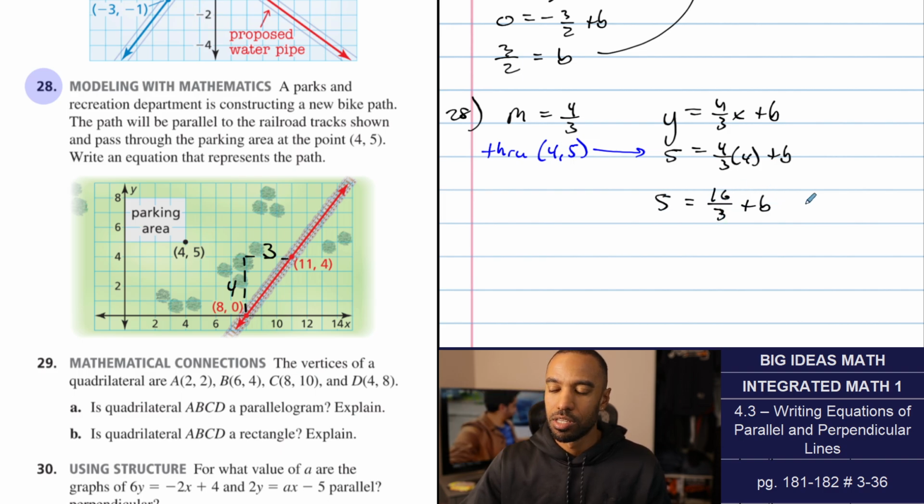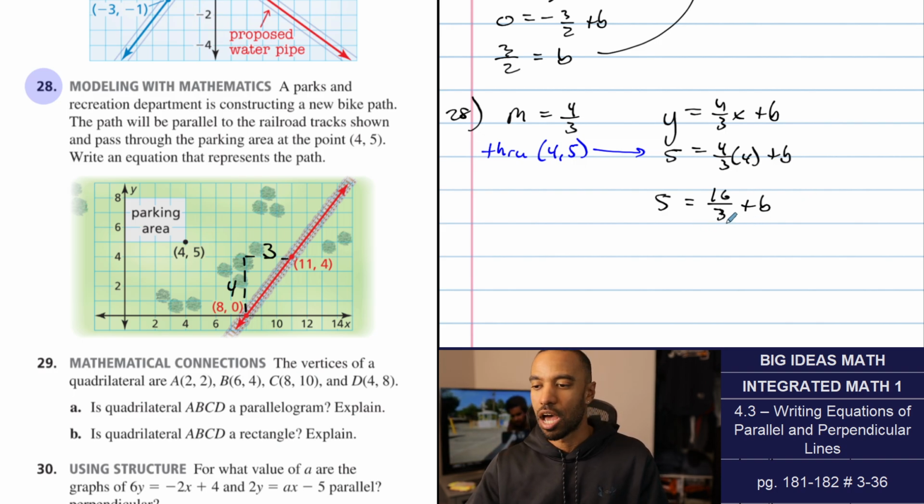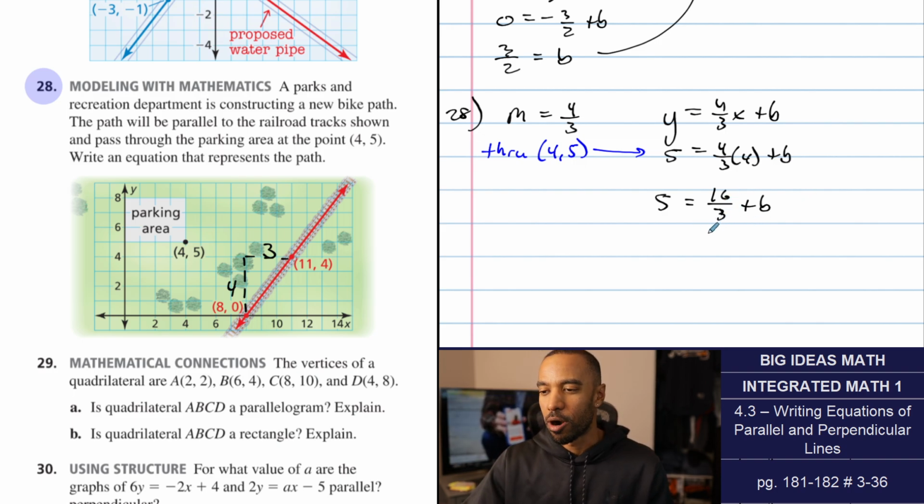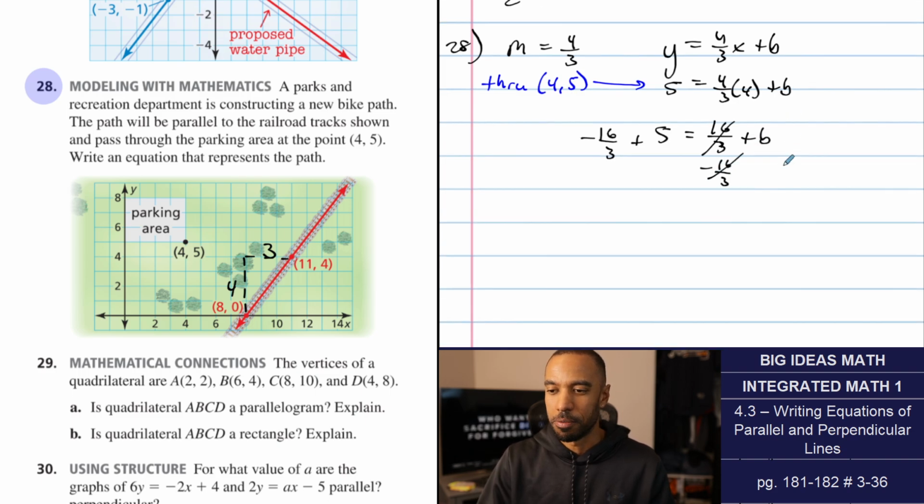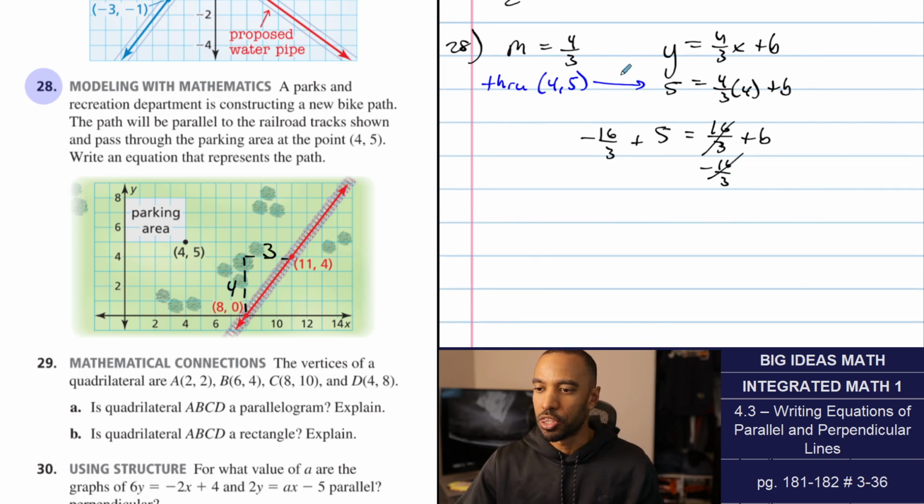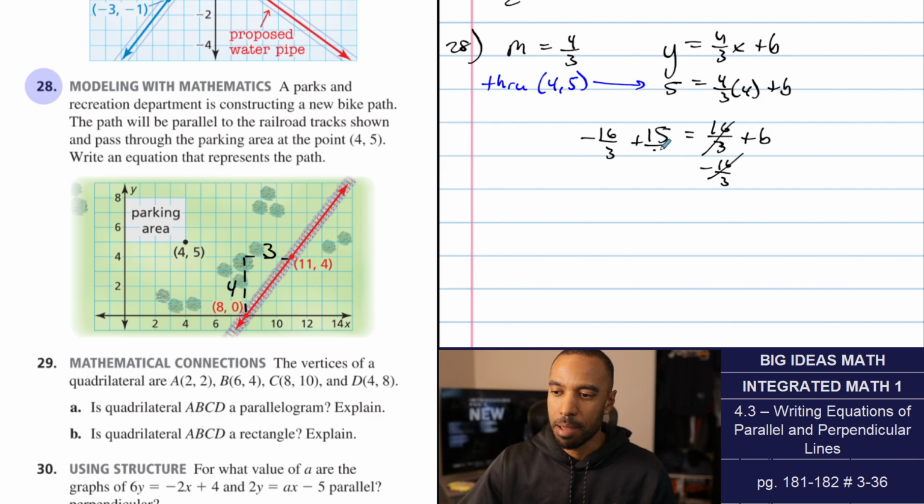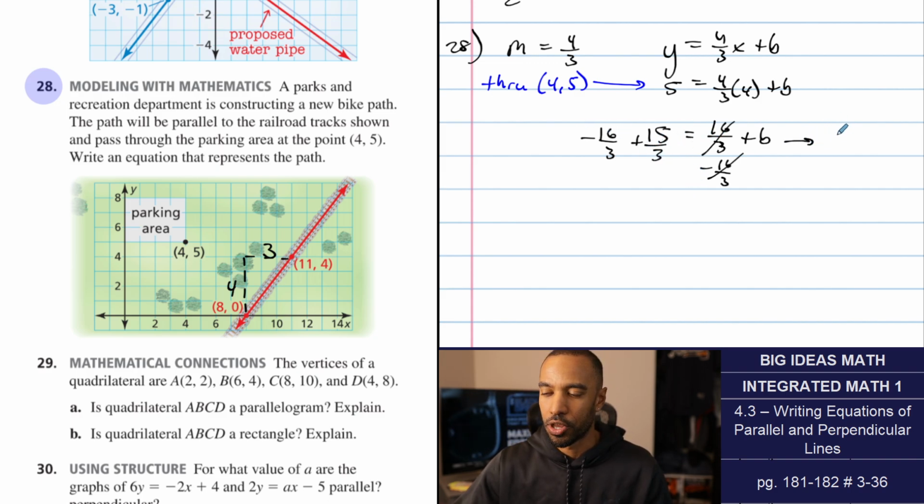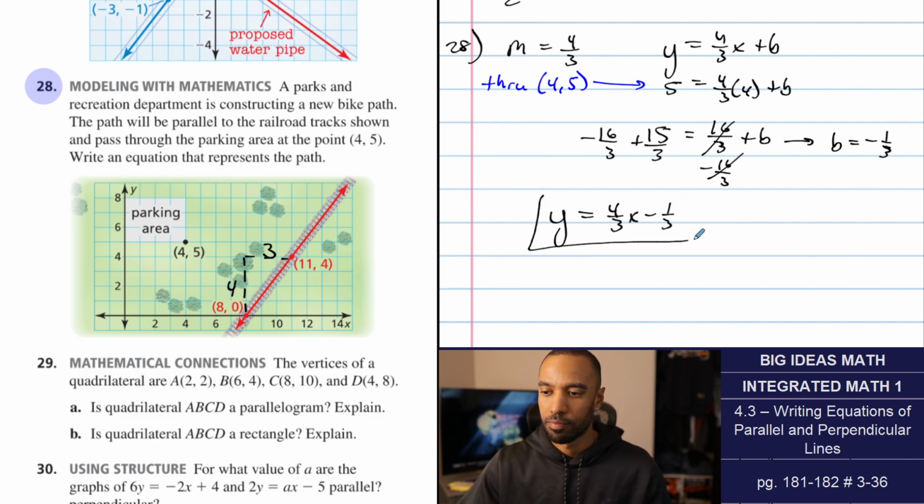As you can tell, slope-intercept form even sometimes has to deal with common denominators. Now here's the weird part of me writing this: minus 16/3 on both sides. I can write minus 16/3 outside here, that's fine, but then I have to put a plus 5. It looks a little iffy. And 5 is 15/3, right? Times 3 on top, times 3 on bottom. So negative 16 plus 15 is negative 1/3, and that's our b value. So b is negative 1/3. Our equation should be y equals 4/3 x minus 1/3.